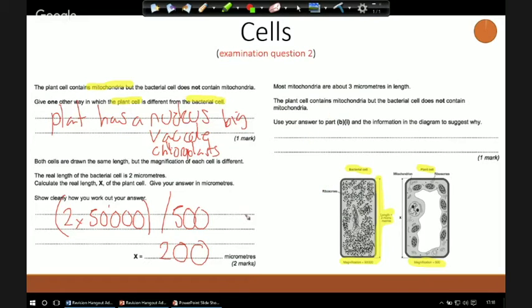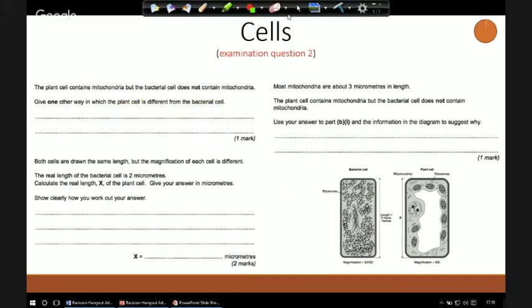Finally, with that information, the plant cell contains mitochondria, but the bacterial cell does not. Why? Well, if we have a look, our bacteria cell is simply too small. The mitochondria are essentially the same size as the bacteria. They wouldn't fit. And that's where we're getting our final mark for that particular question on cells.